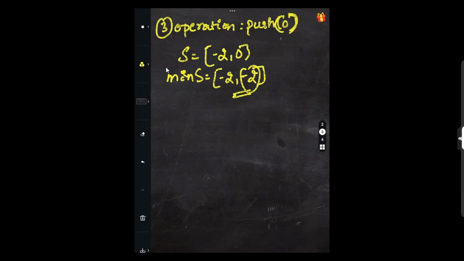Minus 2 and 0, comma, minus 2, that one will be minus 2 itself, right? So this is what we are doing here. The output will still be null here because the return value of push is void. Let's move on with the fourth operation.